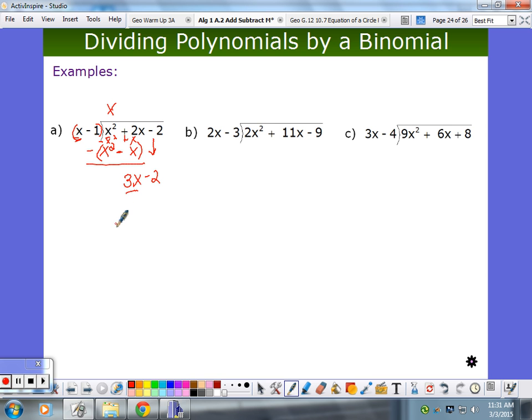X, how do we get to 3x? Times 3, so plus 3. When you multiply back, you get 3x, and 3 times a negative 1. Who's with me so far? Subtract. 3x minus 3x should always cancel. Minus 2 minus a minus 3 is a plus 1. I have a remainder.